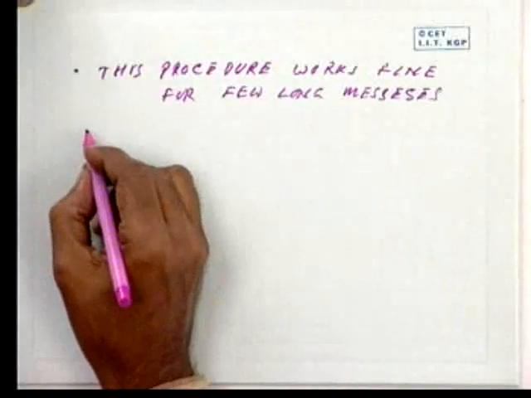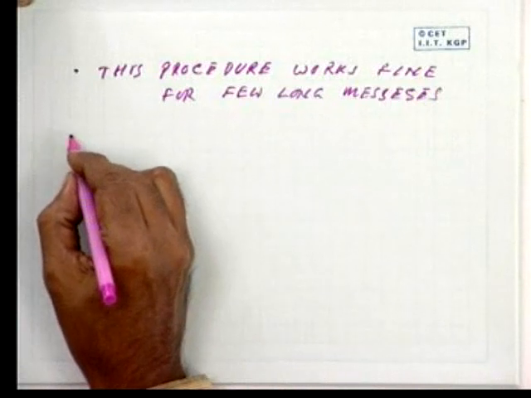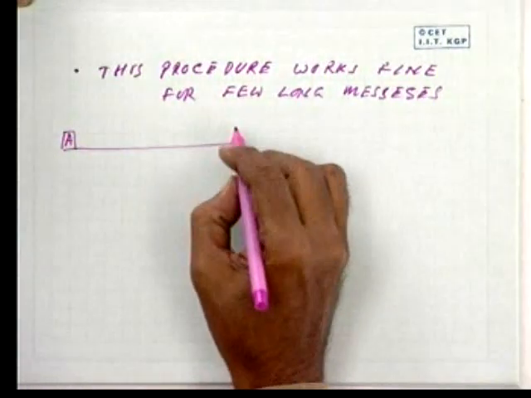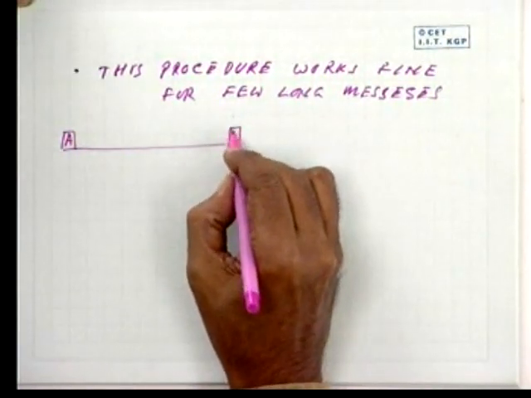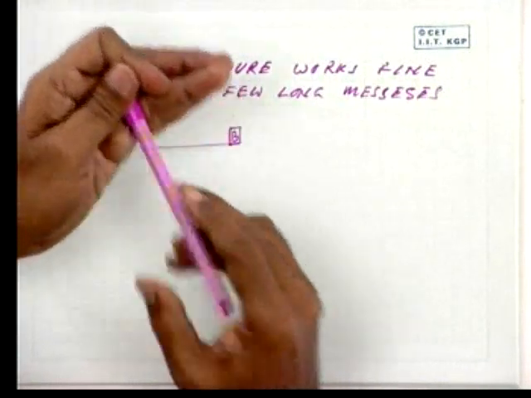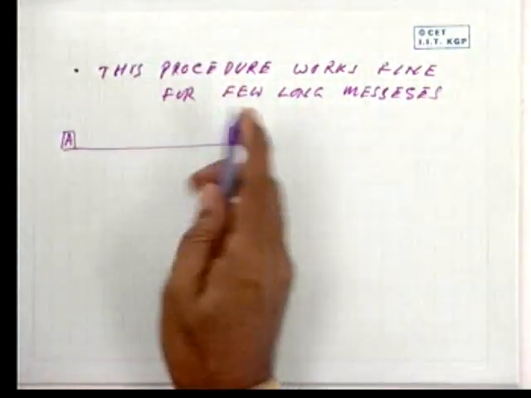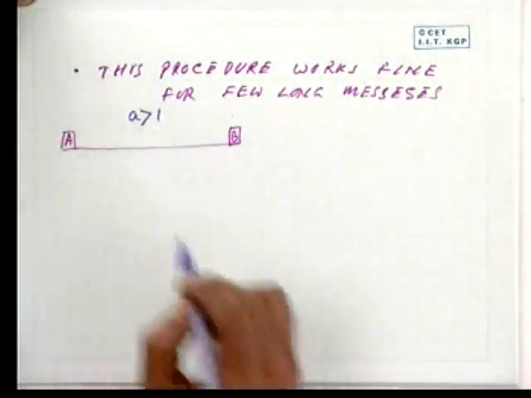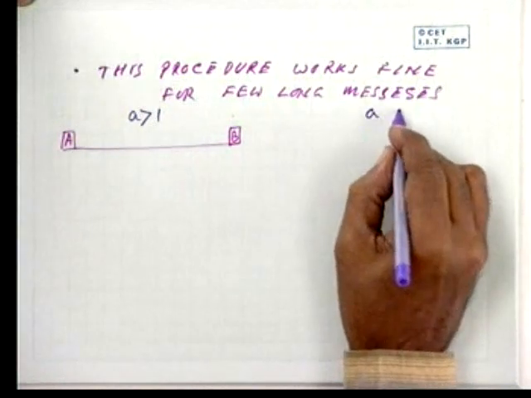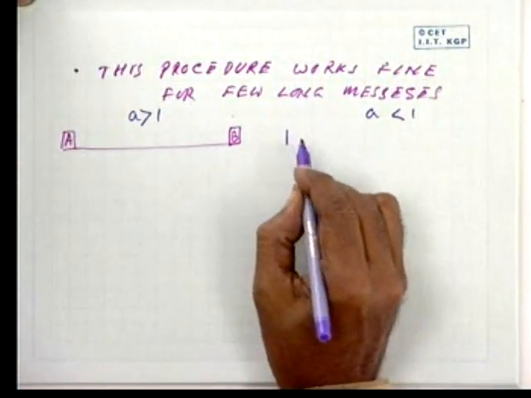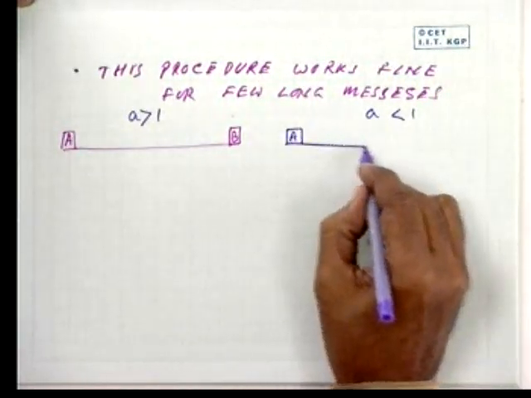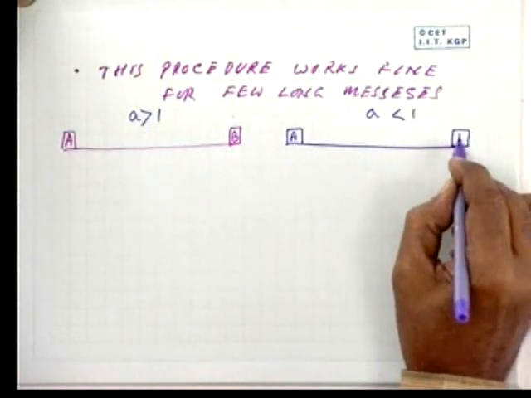Let us consider two situations. Say this is sender A and receiver B. Let us consider the situation for a greater than 1 and for a less than 1. Here also you have sender A and receiver B.